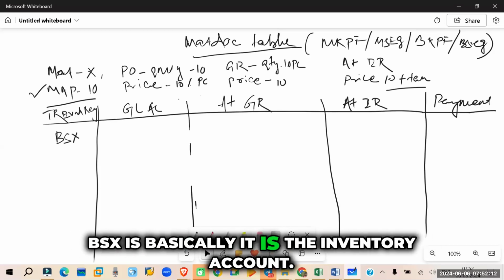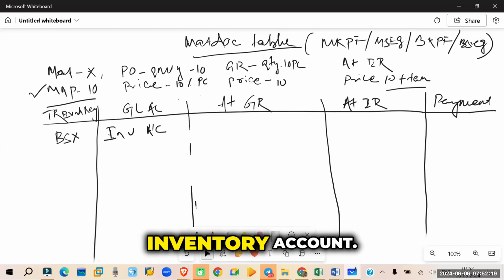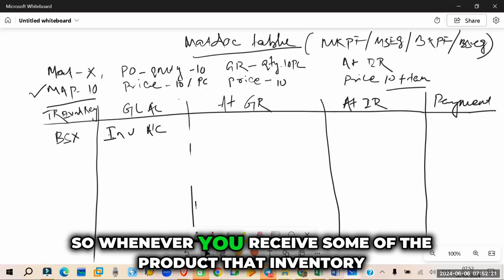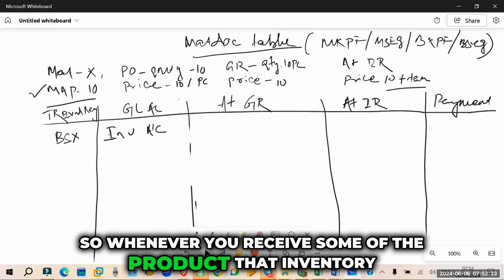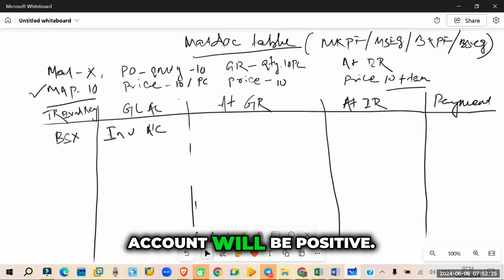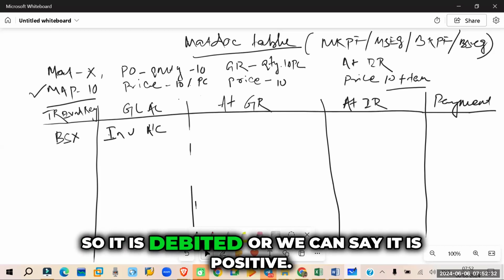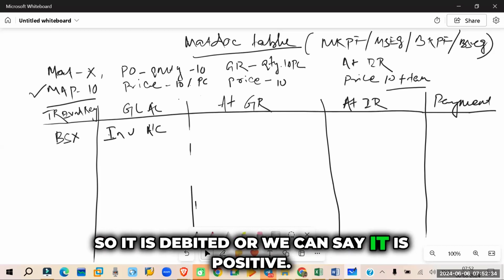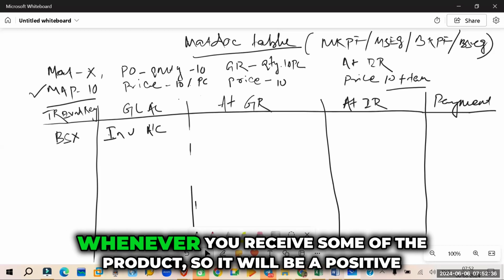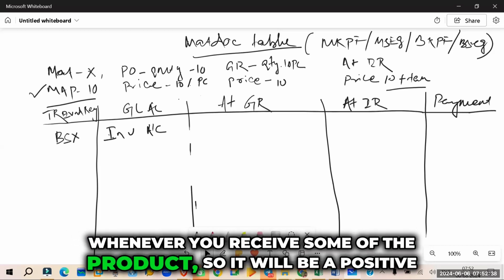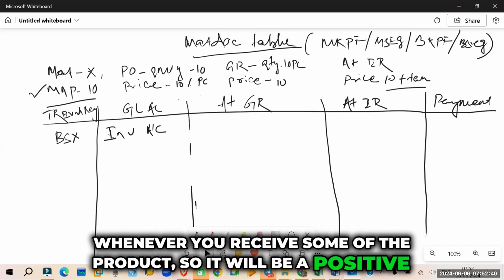BSX is basically the inventory account. Whenever you receive some of the product, that inventory account will be positive, or we can say it is debited. So it is debited, or we can say it is positive, whenever you receive some of the product.